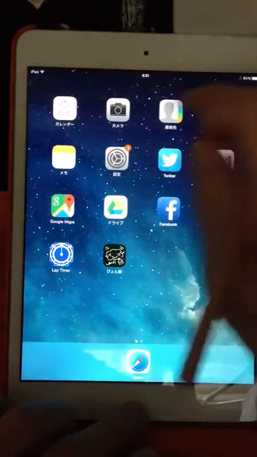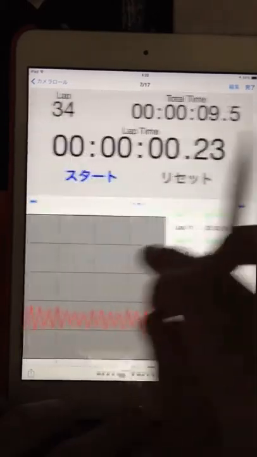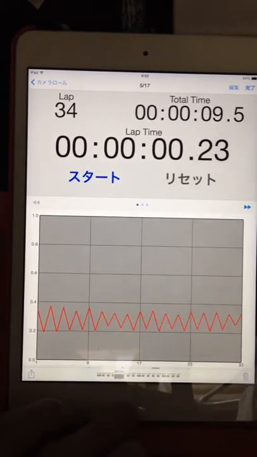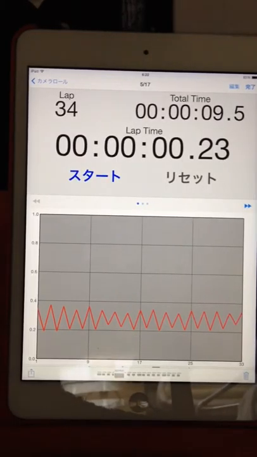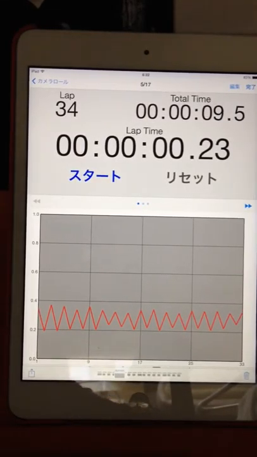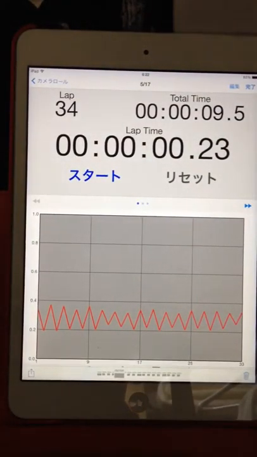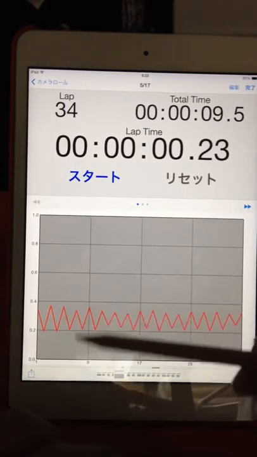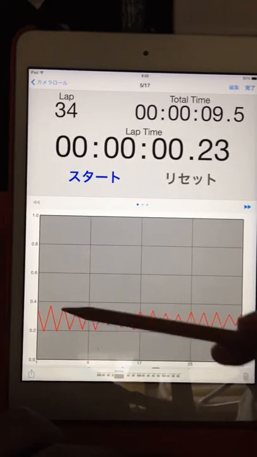Let's see. First one is this. Divided by 3, 4 laps, multiplied 2 equal 7.78 seconds for 1 beat. A typical one is like this.